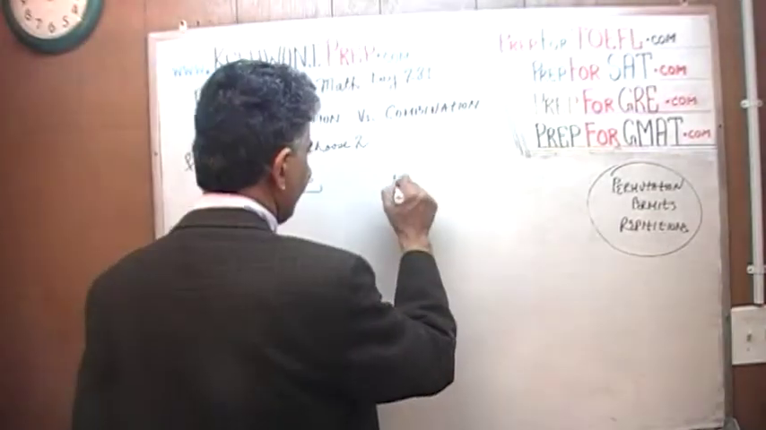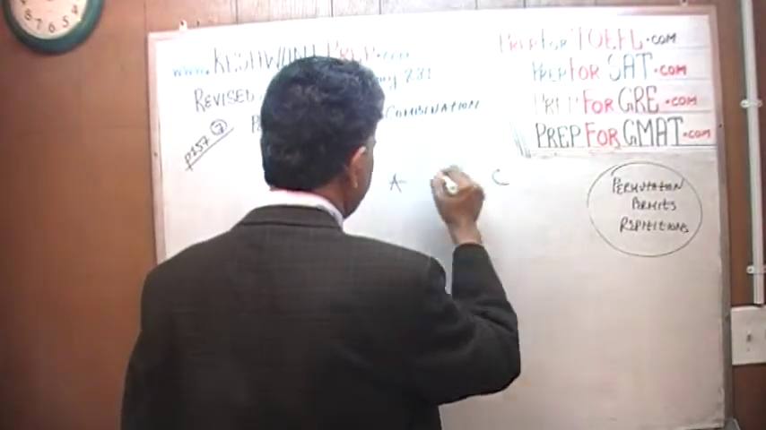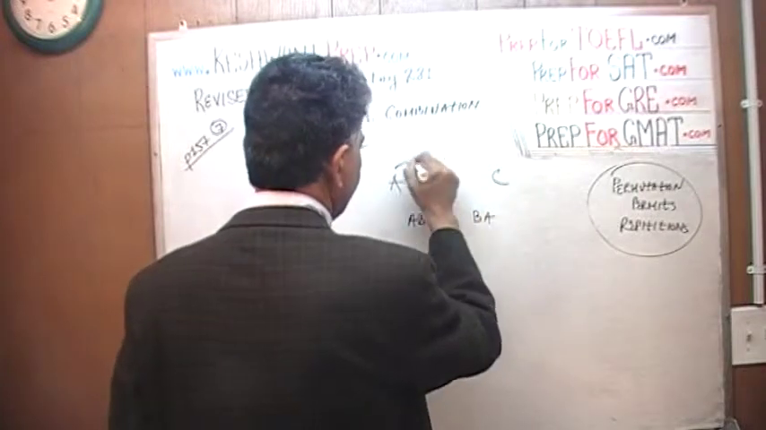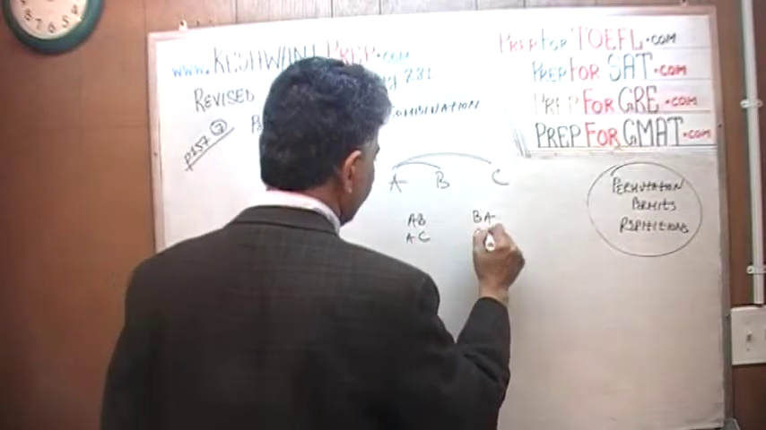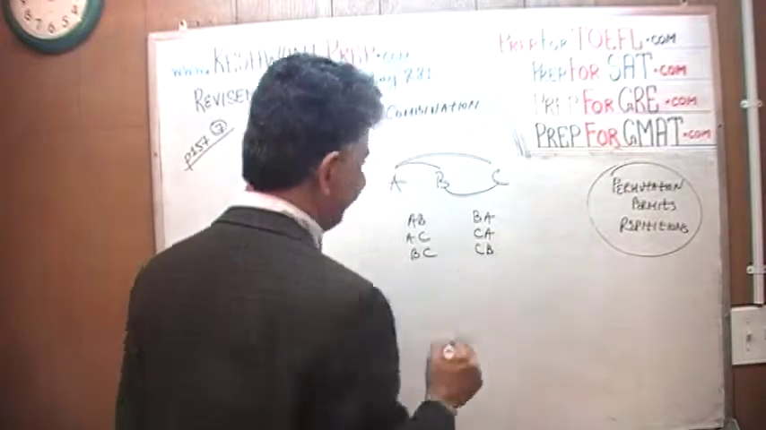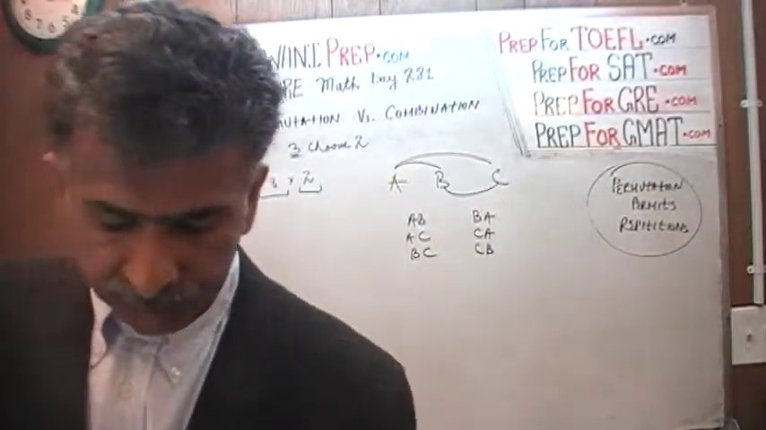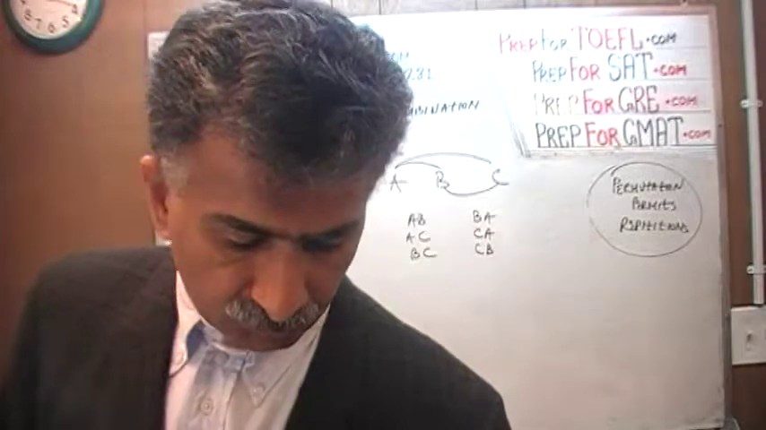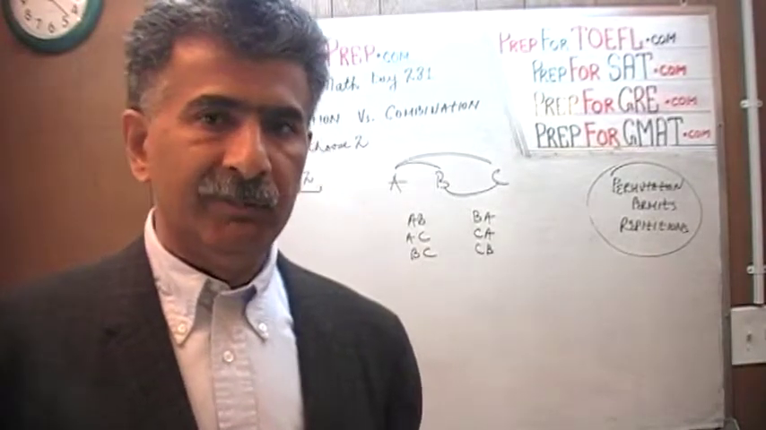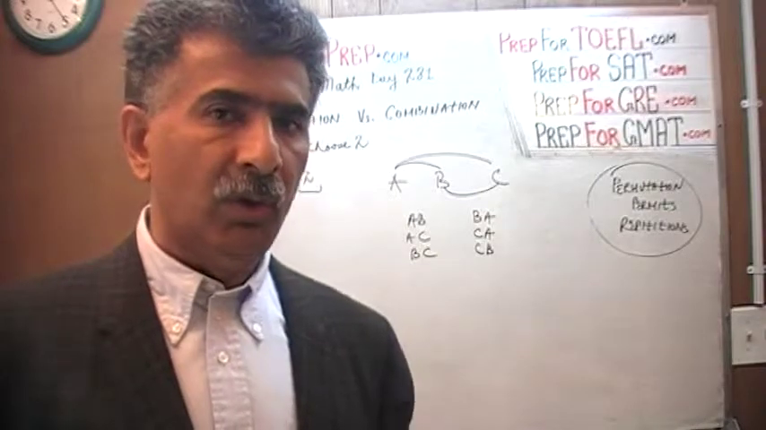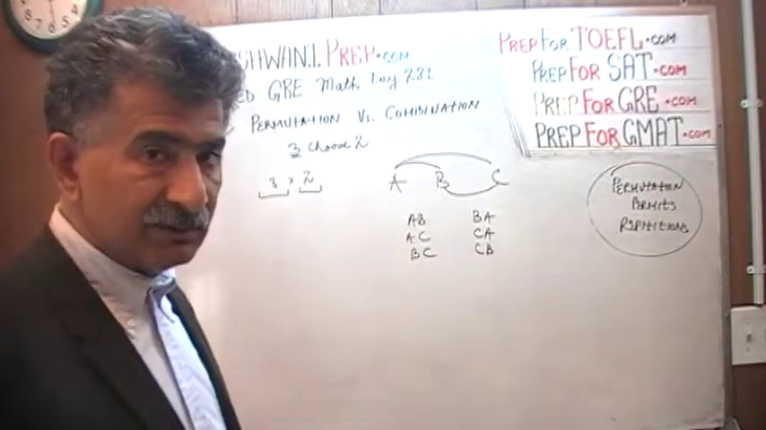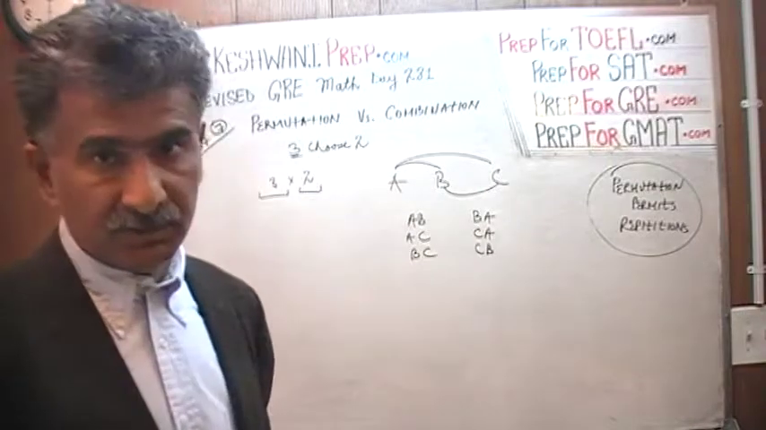Namely, we have 3 people here, A, B, C. We can have either AB or BA. We can have AC or CA, or we can have BC or CB. As you can see, if we're going to claim that there are 6 different ways of choosing 2 people out of 3, the only way that this claim will be valid is when order matters. Because here we're counting AB as one possibility and BA as another possibility.